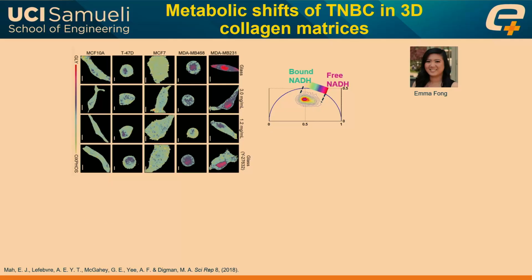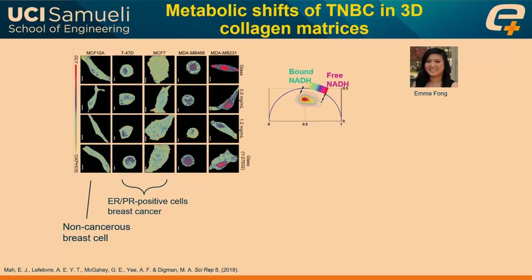All right, so I'm just going to summarize what we found. What we found is that MCF10As, these are normal epithelial cells, under the stiffest material that we have, which is glass, you see that the metabolic index here is more OXPHOS.